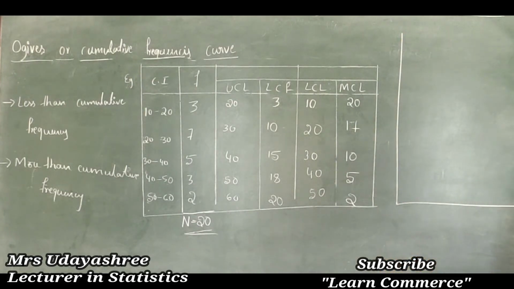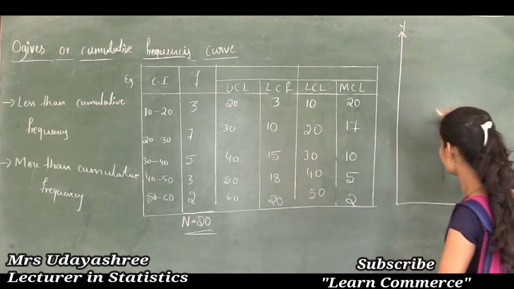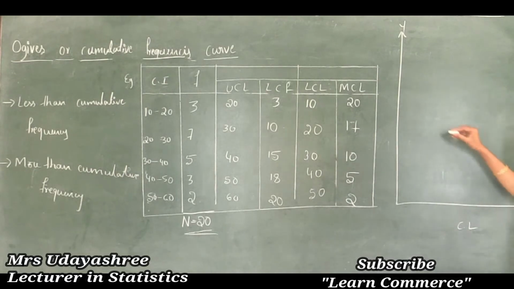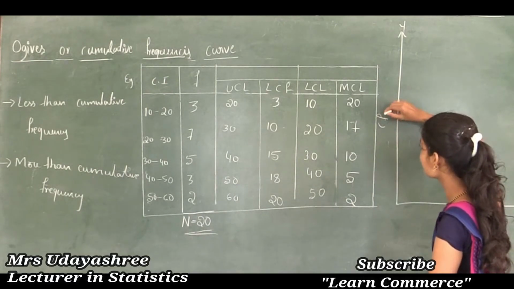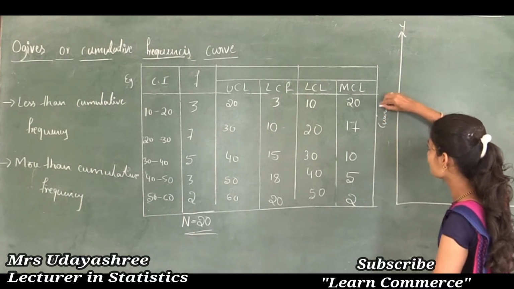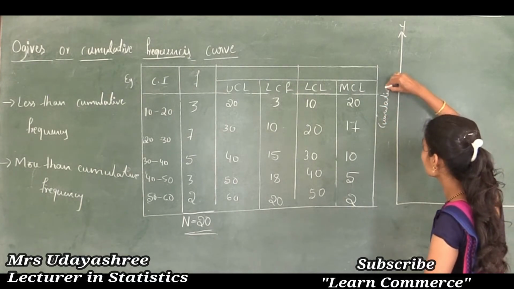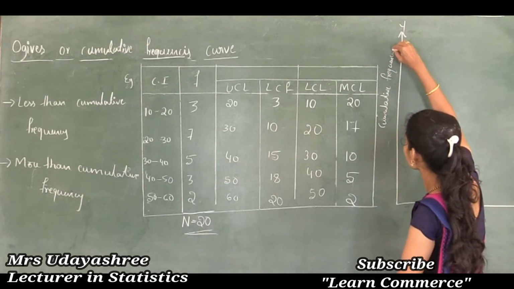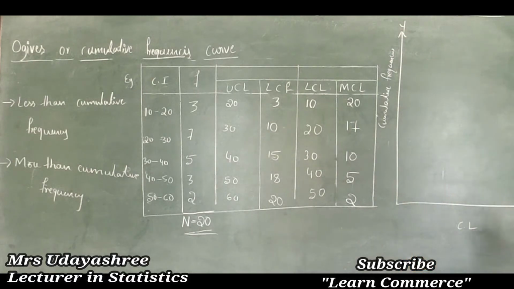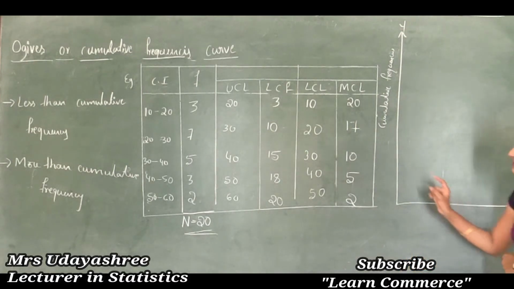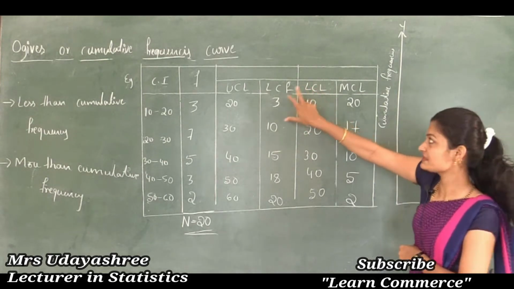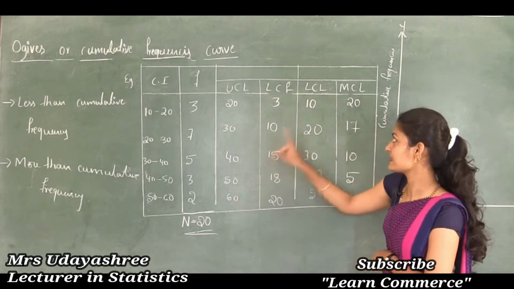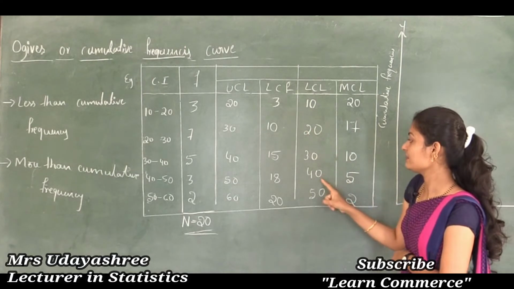See, this is x-axis and this is y-axis. So here class limits are taken along x-axis and corresponding cumulative frequencies are taken along y-axis. So these are class limits. See, this is lower class limits and these are upper class limits. So class limits are like this, 20, 30, 40, 50, 60, and here it is 10, 20, 30, 40, 50.